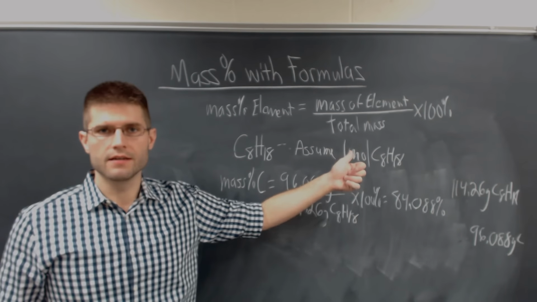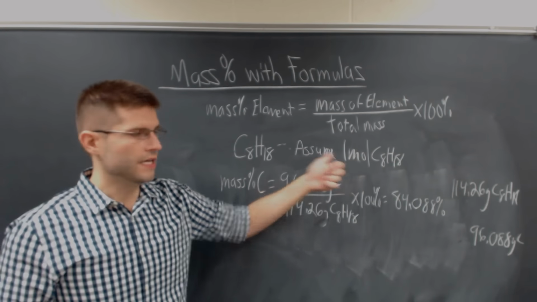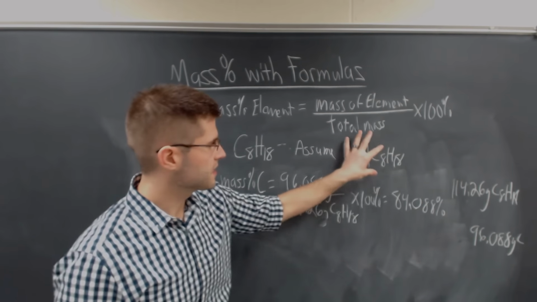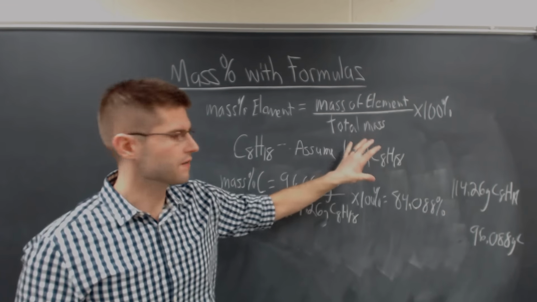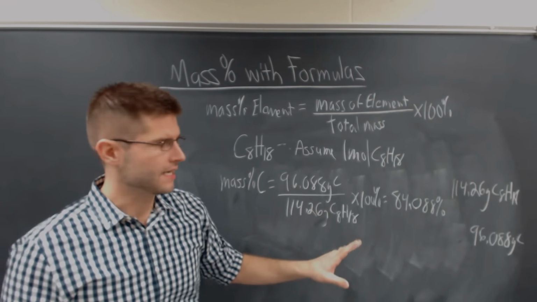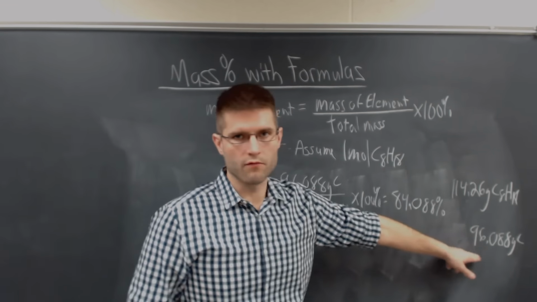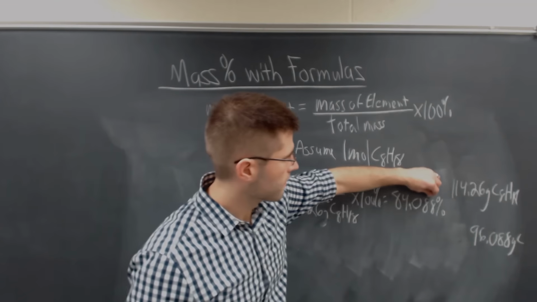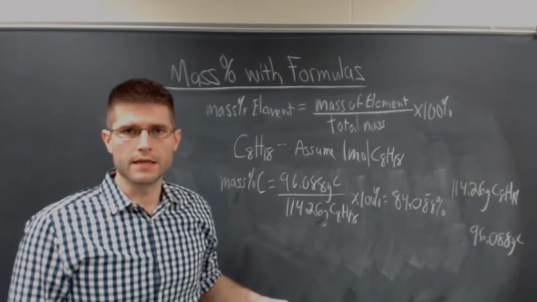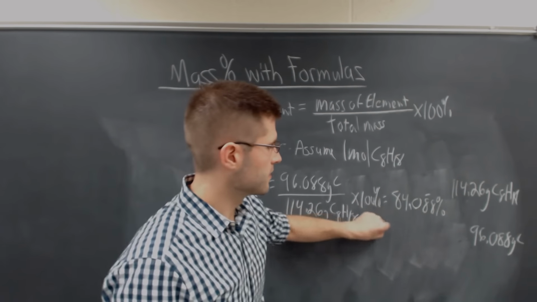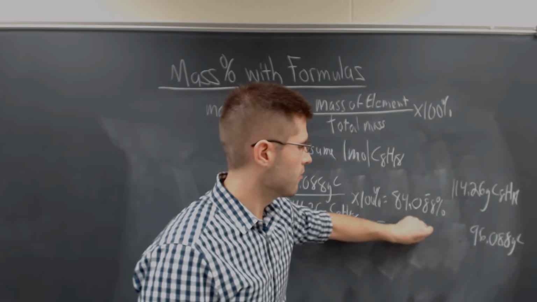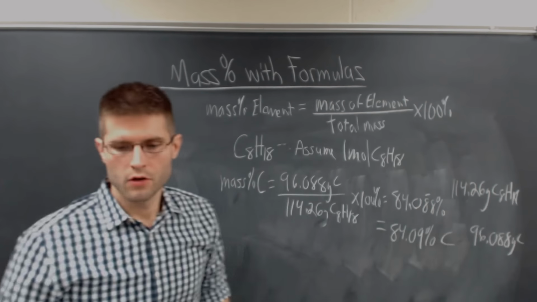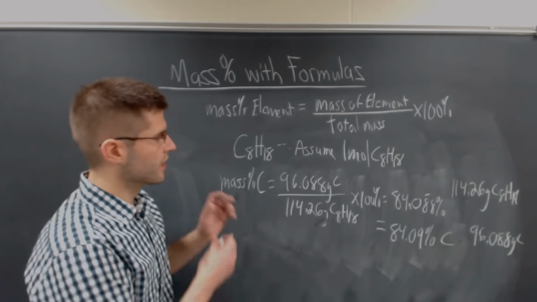Now, the sig figs here are a little different. Assuming 1 mole, we're going to treat this as an infinitely significant number. It's a countable number. We had exactly 1 mole. So we know that this doesn't play a part in dealing with our significant figures, but the molar masses did. For the molar mass of carbon, there were 4. For the molar mass of octane, there were 5. So there should be a total of 4 in our final answer. So this should be rounded to 84.09% carbon. We can do the same type of calculation for the hydrogen.